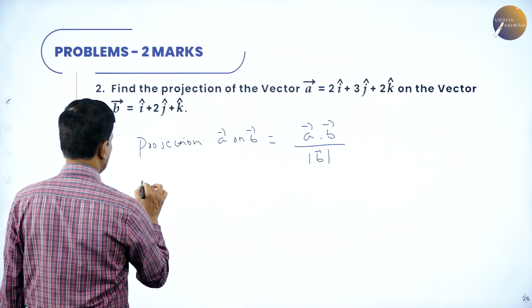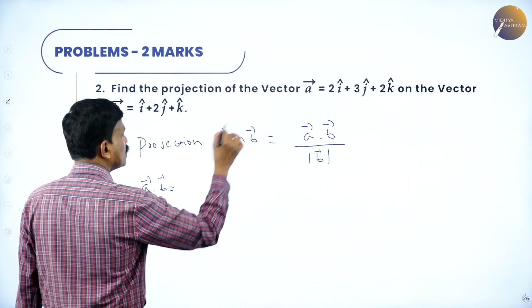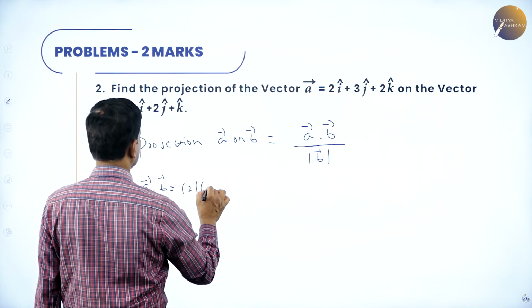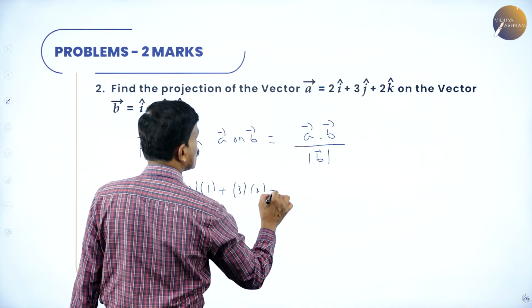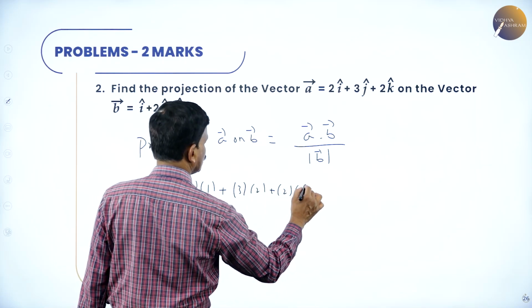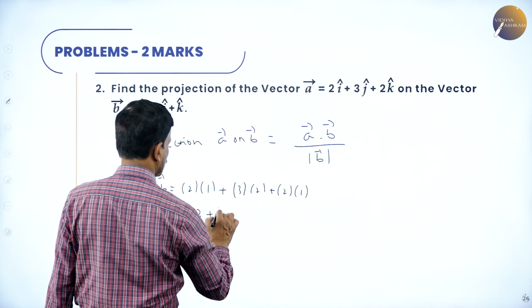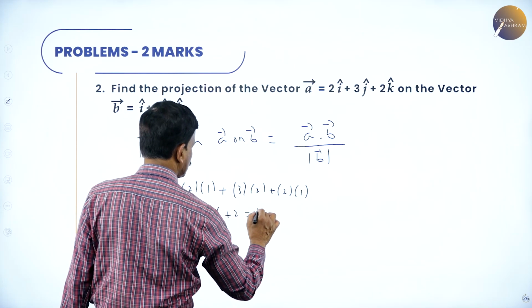Now, just find out what is A dot B. A dot B is nothing but the dot product of these two: 2 into 1 plus 3 into 2 plus 2 into 1. What is this equal to? 2 plus 6 plus 2, that's equal to 10.